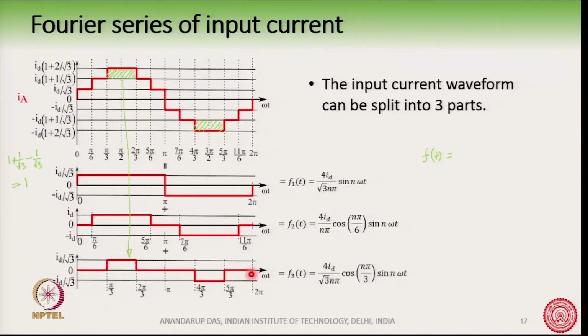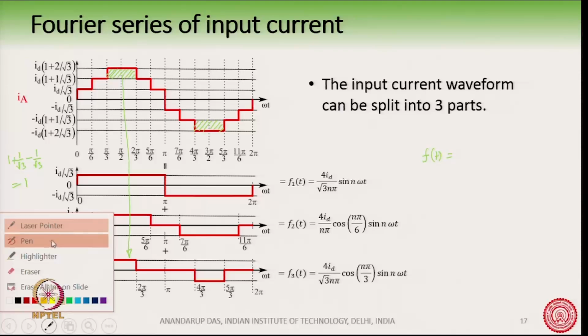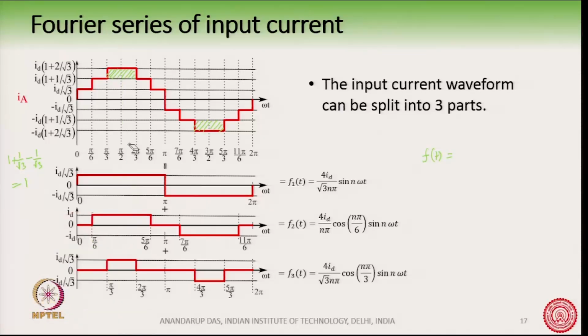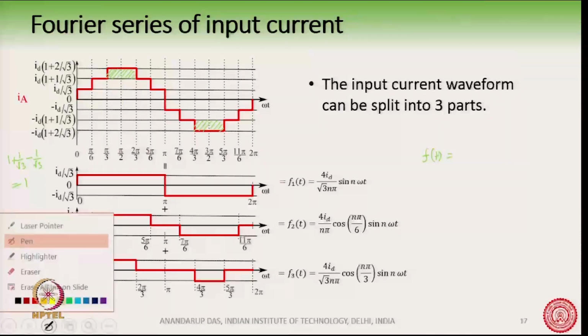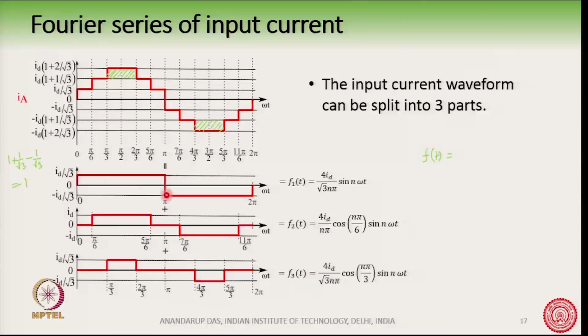So, the first waveform here, let me rub this off, sorry. The first waveform here has alpha equal to 0 degree and its magnitude will be 4 I d by root 3 n pi. So, this is the first expression, alpha is equal to 0 degree, right.